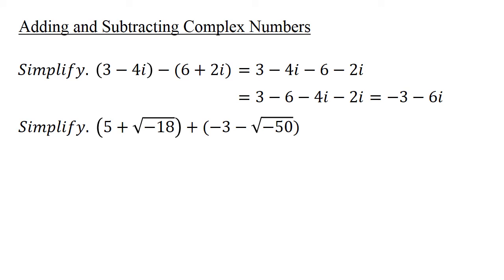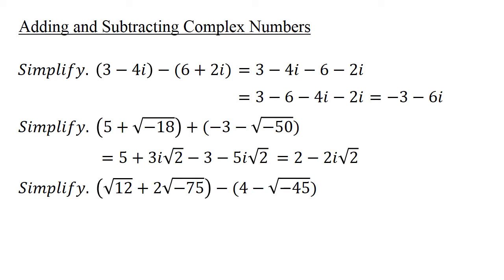Something like this, again, I can't just start adding these. What I need to do, just with regular roots, is break these down. So square root of negative 18 is 9 times 2 times negative 1. Square root of 9 is 3. Square root of negative 1 is i, so 3i root 2. Square root of negative 50 is 25 times 2, and then you have the negative inside, so that's an i, so 5i root 2. And then we're just going to combine like terms. 5 minus 3 is 2. 3i root 2 minus 5i root 2 is negative 2i root 2.